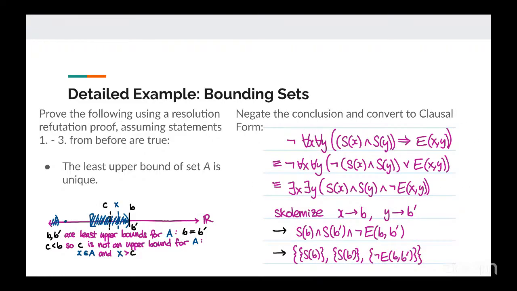Right. So let's do the translation. The least upper bound of set A is unique. So what does that mean? It means if I have two upper bounds, they must be equal, right? So what does that mean? Well, for all x and for all y, if x is a least upper bound, so s of x and s of y, then e of xy, right? We happy with that? I see a few nods. Yeah. So if x and y are both least upper bounds, then they must be equal.